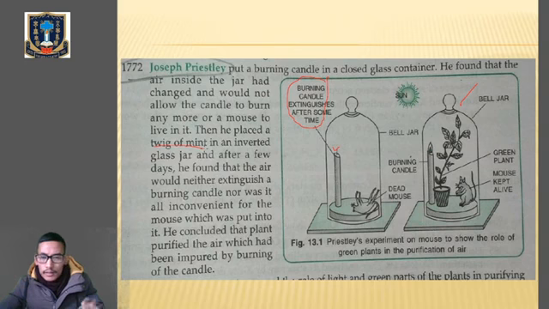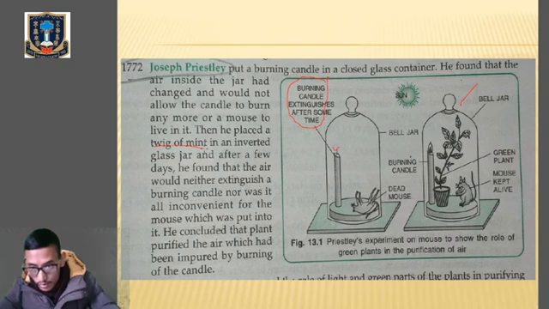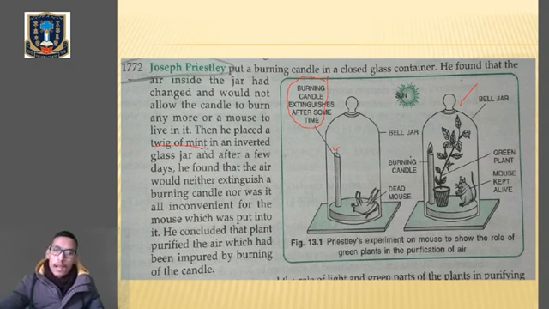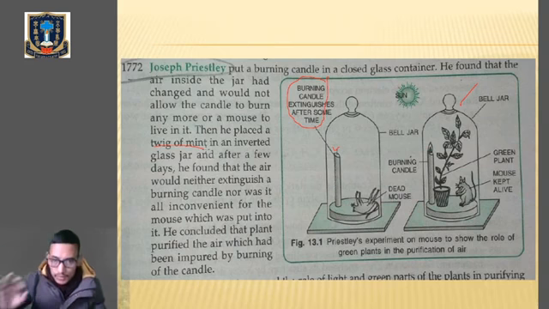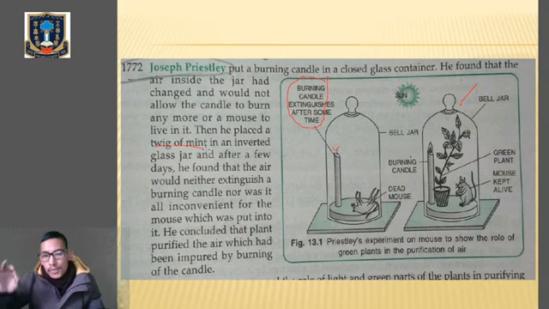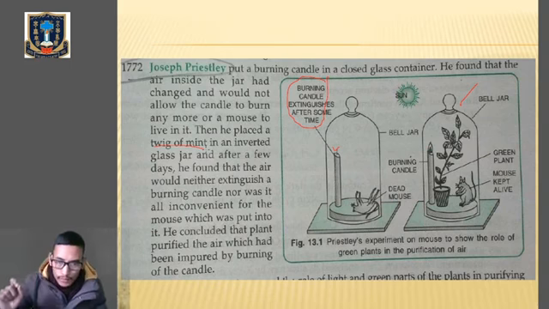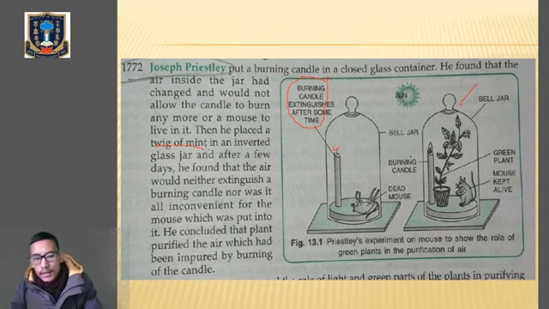That means in the second glass container, where he put the burning candle, the mouse and a stick of mint, the candle burned continuously and the mouse was alive. The mouse was not dead. So from this experiment he concluded that the plant, that means the stick of mint placed in the second glass container, purified the air which had been imbued by the burning candle.